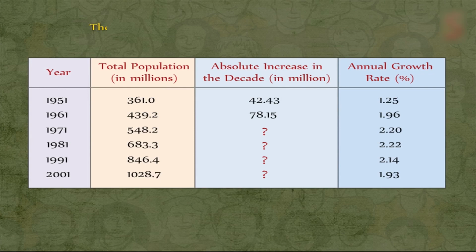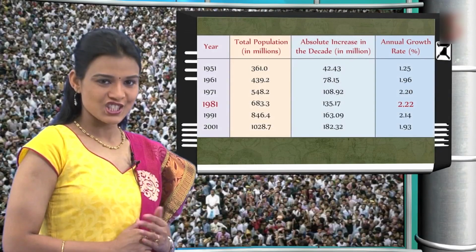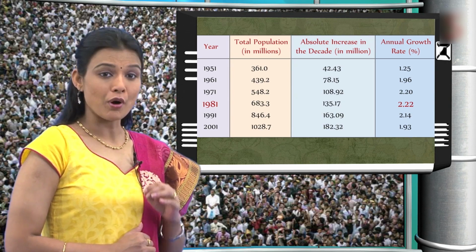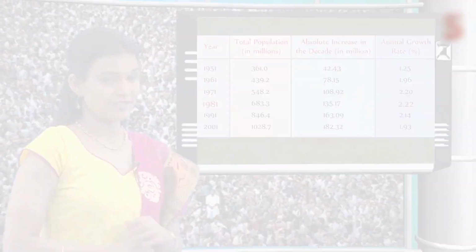This table shows the magnitude and rate of India's population growth. It is an exercise for you to fill in the missing numbers in the absolute increase in the annual growth column. From this table, we can see that the highest rate of 2.22% is recorded in 1981. Students, what do you understand from this? The graph clearly points out the percentage over each decade of population.